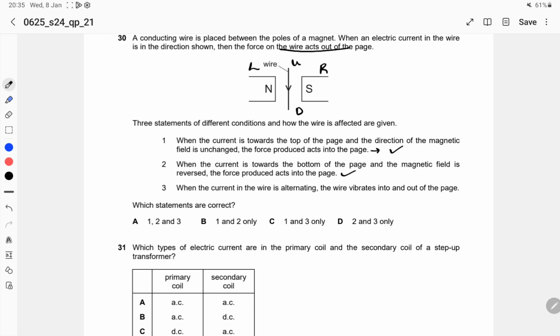When the current in the wire is alternating, which means the direction is reversing, nothing is written about the magnetic field, which means my magnetic field is the same. The wire vibrates in and out of the page. If you look, 1 and 3 support each other. So if 1 is correct, 3 has to be correct. Are you understanding this? Which means the answer is either C or A. And I know 2 is also correct, which means the answer has to be A. We clear with this? If you change any one direction, the direction of force will change.